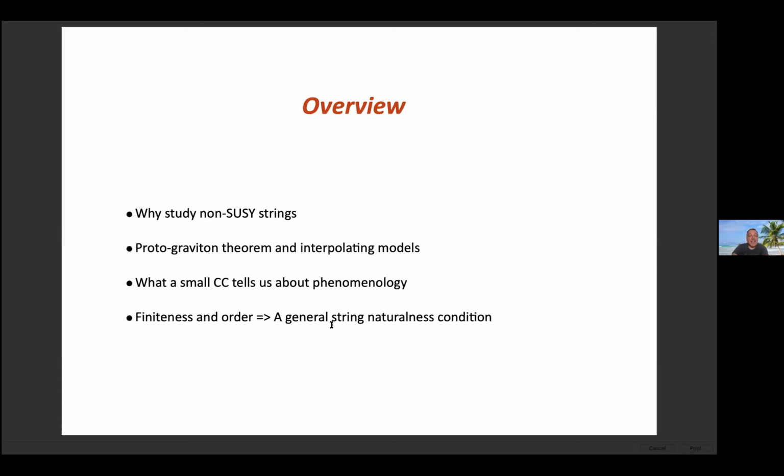And so right at the end, I want to get to a general naturalness condition for string theory, which at the moment there isn't really. So we're going to present an equivalent to a field theory naturalness condition, which is essentially telling you what you need to do to make a string theory natural.